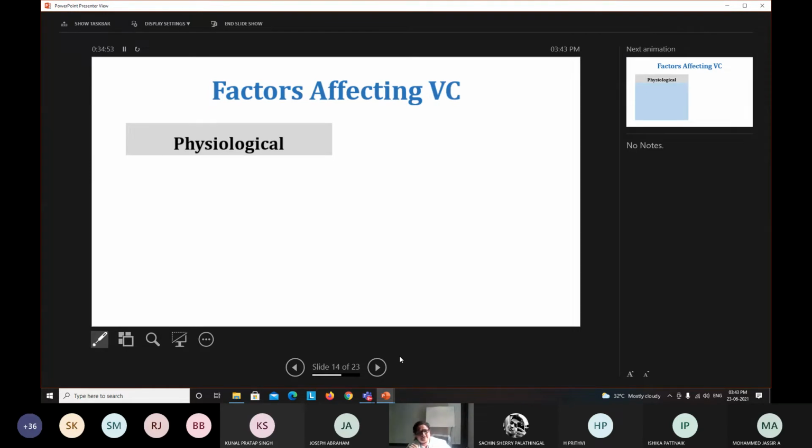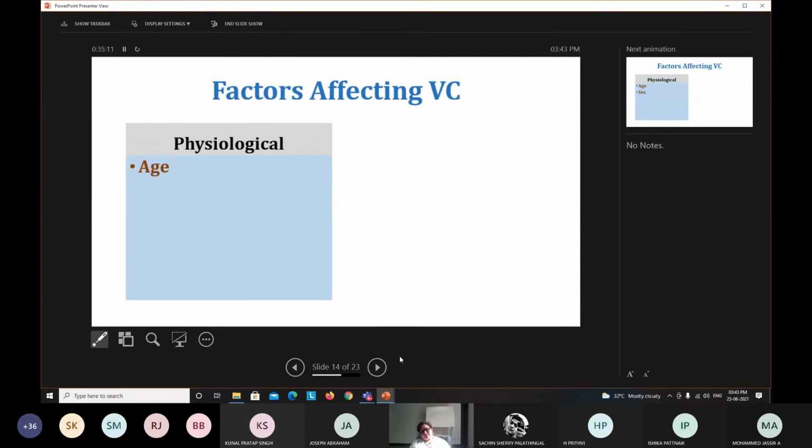There are certain physiological conditions, and also some abnormal conditions which we call pathological conditions, which increase or decrease the vital capacity. First we'll see the physiological conditions.